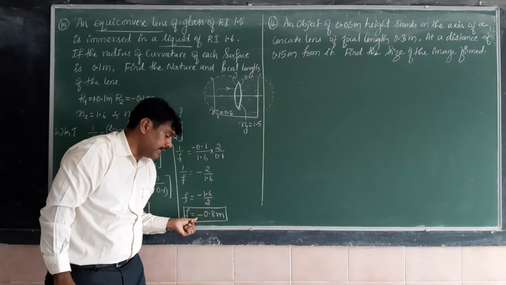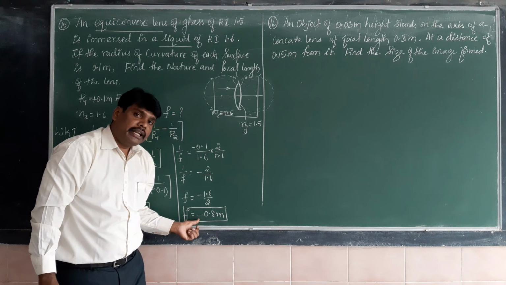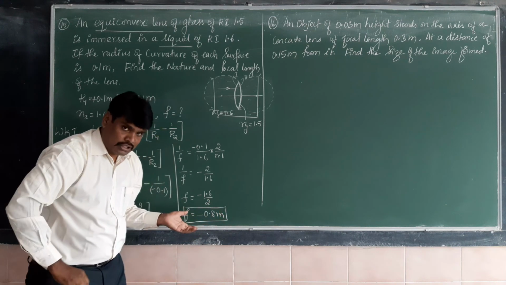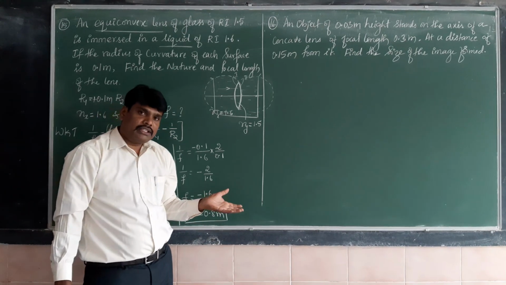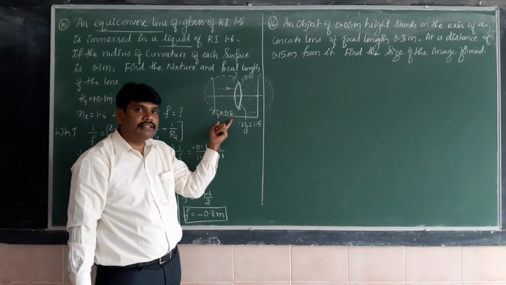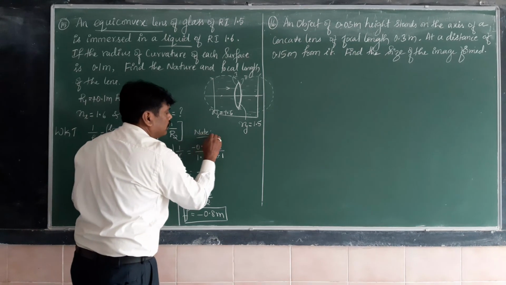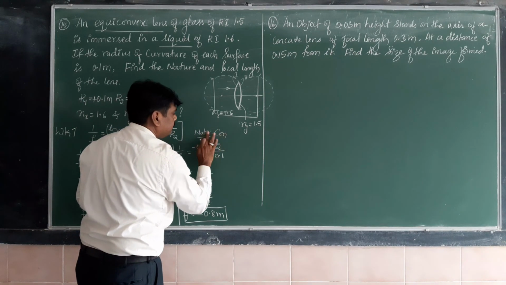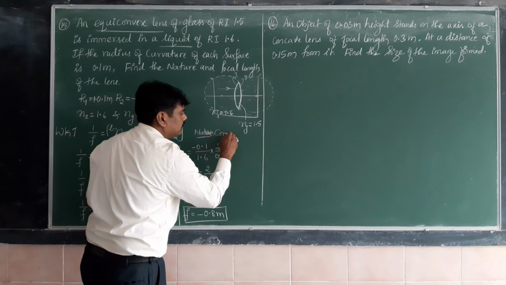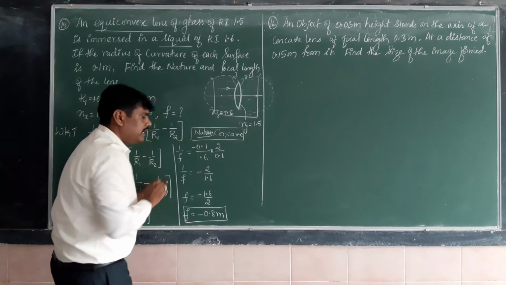See, the focal length is negative. Now we are getting negative focal length. So what type of lens gives a negative focal length? The lens having a concave nature. If the lens has concave nature, then you will get the negative focal length. Now the behavior of this lens, the nature becomes concave nature. Why is it concave nature?